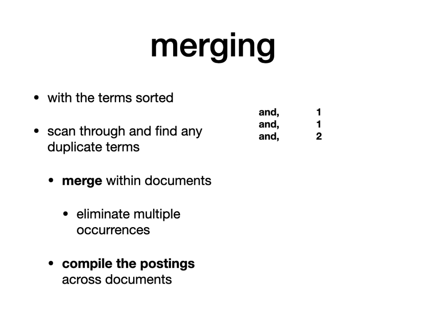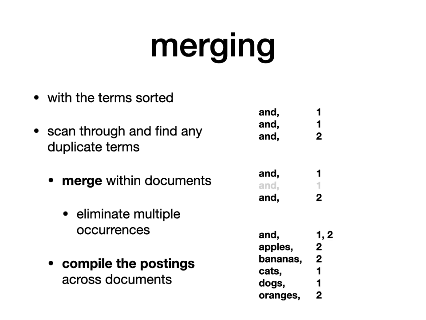So scan through, and you can just find the duplicate occurrences, right? So we can merge within the documents by eliminating occurrences that are identical to the one I'm on. If the next one is the same as me, delete it. And then if the next one has the same term but not the same document ID, collapse it. Just put it on the end of my current list. So it ends up with both 1 and 2 as its IDs.